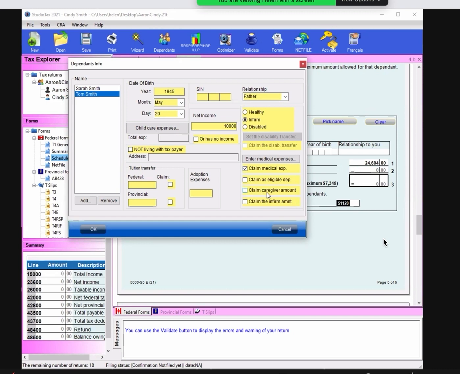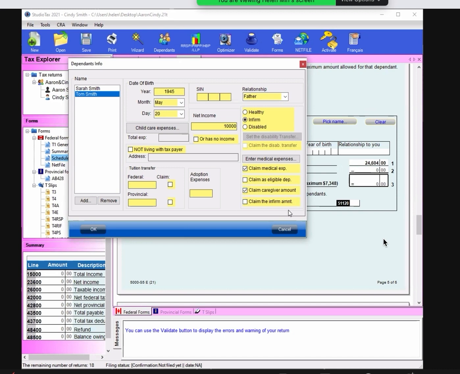So claim caregiver amount, yes or no? Yes, because I said the caregiver amount is related to what? Caregiver amount is related to infirm and disabled. So definitely claim caregiver amount.